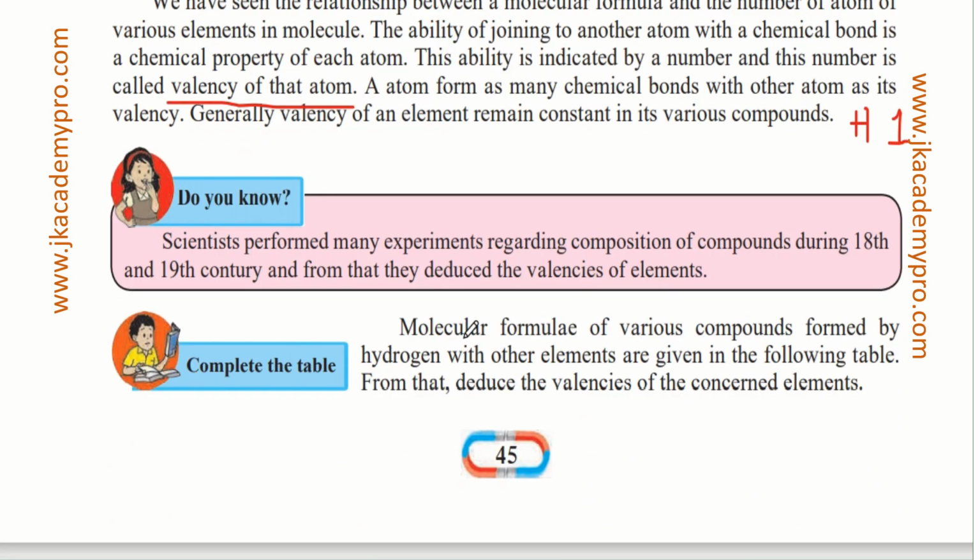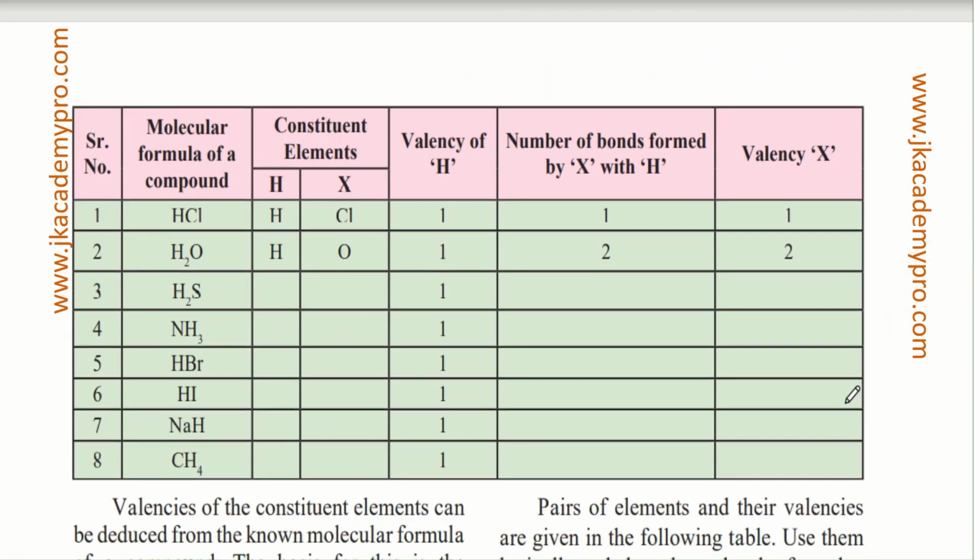Complete the table. Molecular formulae of various compounds formed by hydrogen with other elements are given in the following table. From that, deduce the valencies of the concerned elements. So now in this following table, we know that hydrogen has a valency of 1. So this is constant. So once we know the valency of hydrogen, we can easily find out the valency of all of its other components that it forms a compound with.